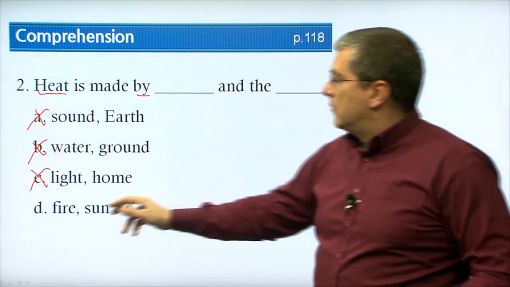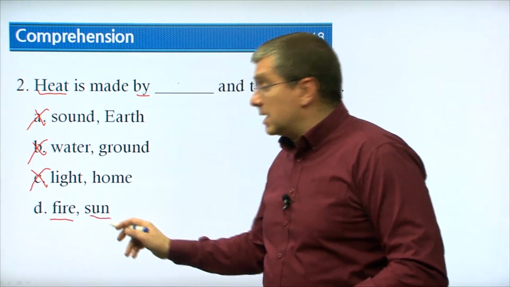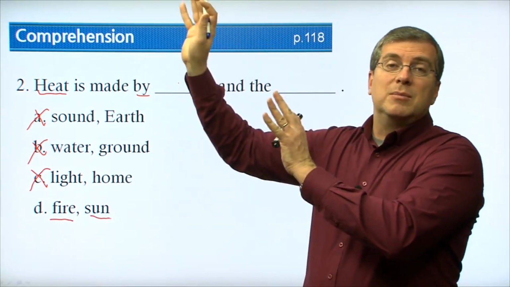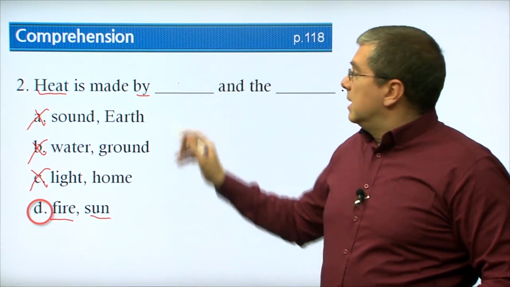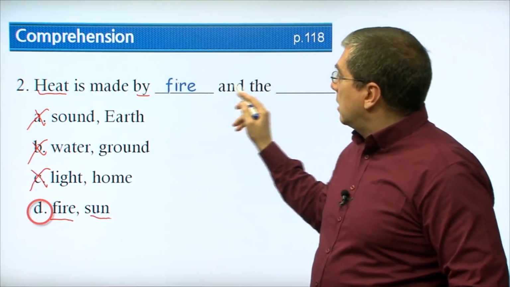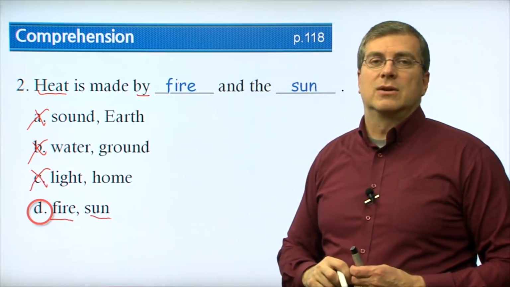Heat is made by fire, right? In front of a fireplace. Yeah, that's true. And the sun, yeah, that big ball of flame in the sky, right? So D is the right answer, is it not? Heat is made by fire and the sun. Okay, that is the correct answer there.